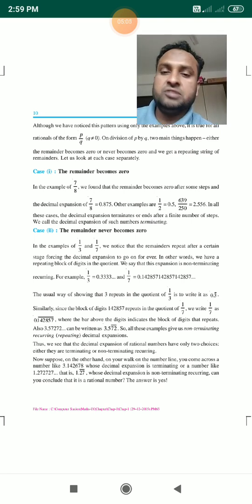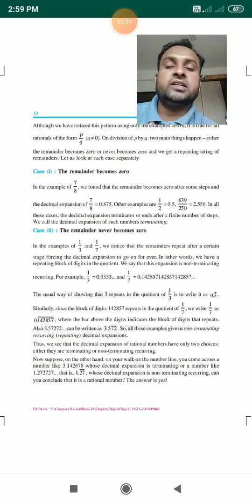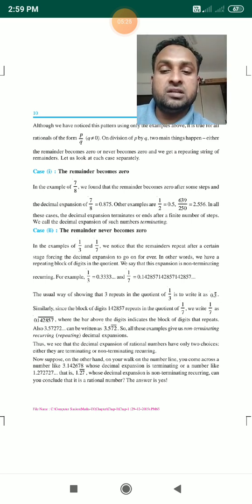Non-terminating numbers: for example, 1 by 3. See the example of a non-terminating number. 1 by 3 is equal to 1 rupee divided by 3. If you divide this fraction, you will get the decimal 0.33333 and so on. So uncountable 3s you will get in the decimal form. So this number is an example of a non-terminating number.